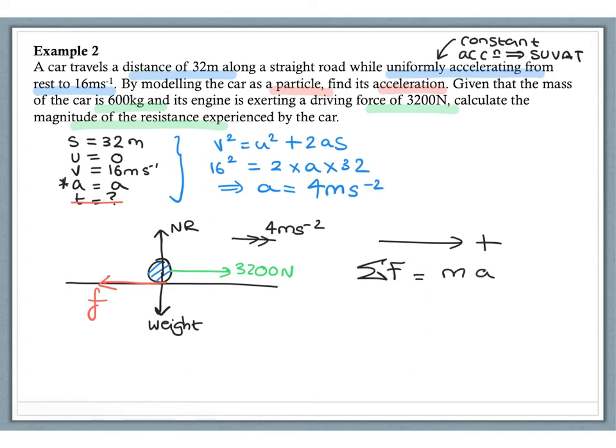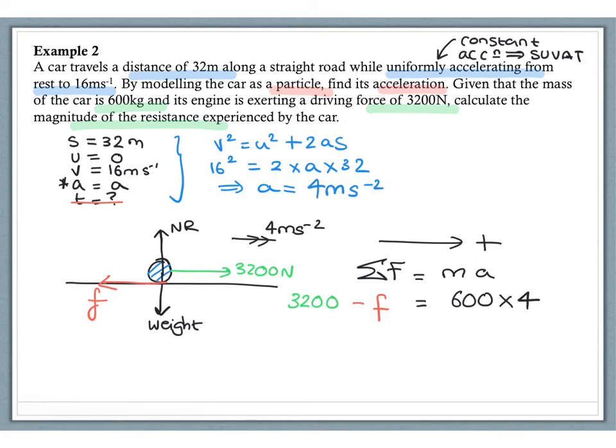Resultant force equals mass multiplied by acceleration. So the mass of the car is 600 kilograms and its acceleration is 4. So the right hand side is easy to fill in. Now the resultant force has got to be 3,200 take away F. And that is our resultant force.